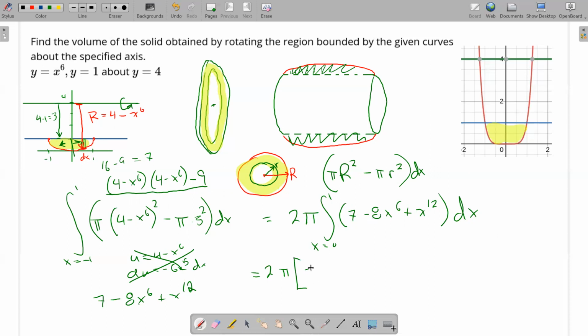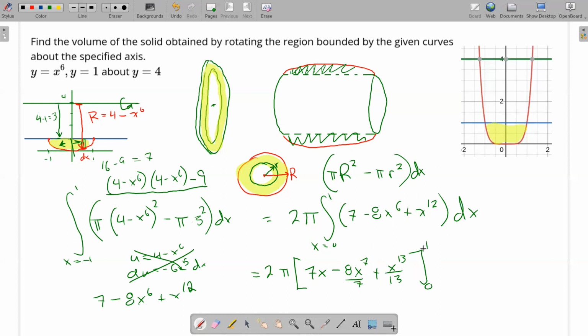Antiderivative for 7 would be 7x. Antiderivative for the x to the 6th, the 8 holds out, and we'll have x to the 7 over 7, plus antiderivative for x to the 12th would be x to the 13 over 13. And we're going to integrate that from 0 to 1.